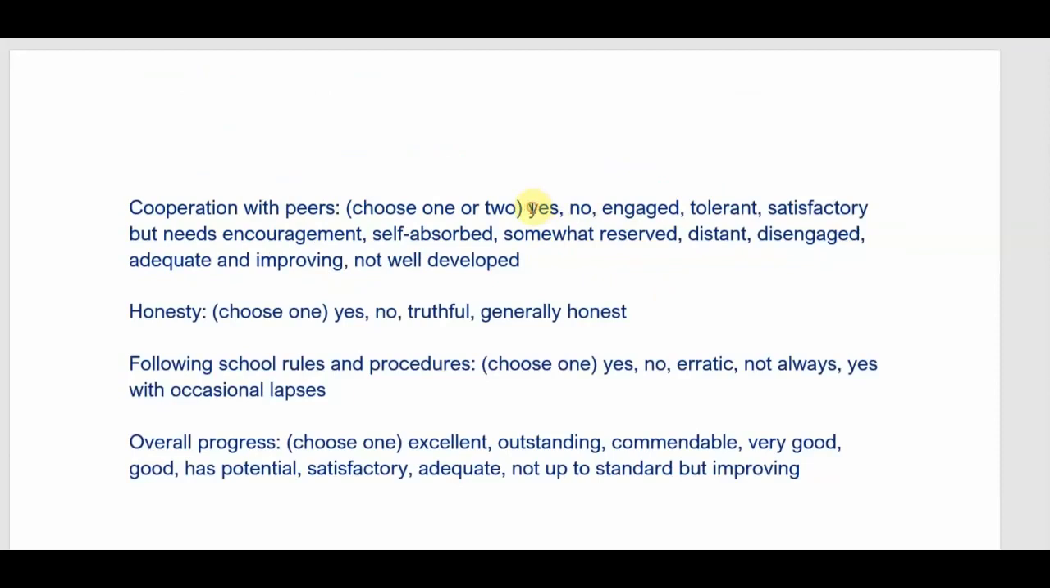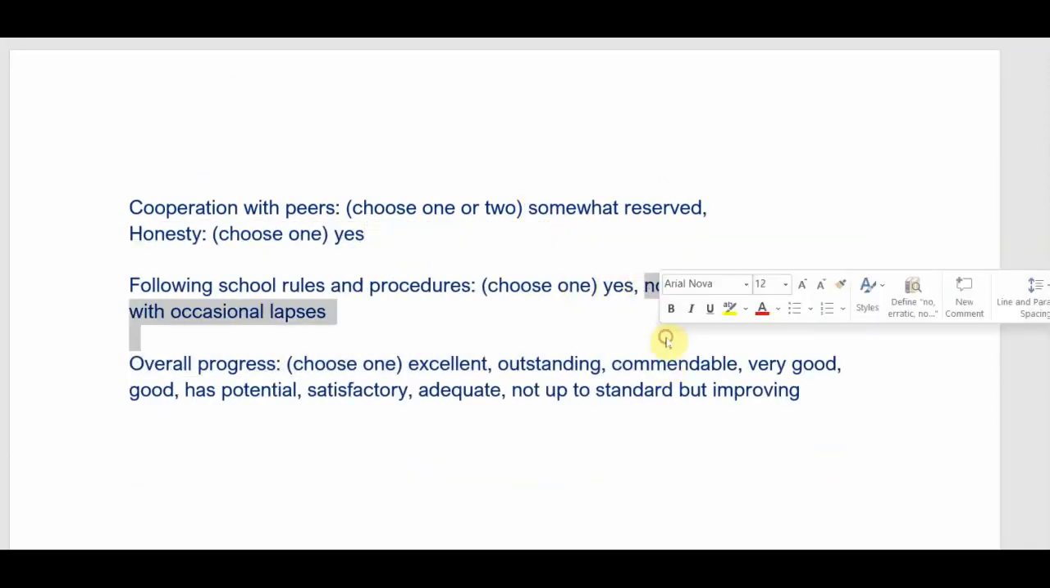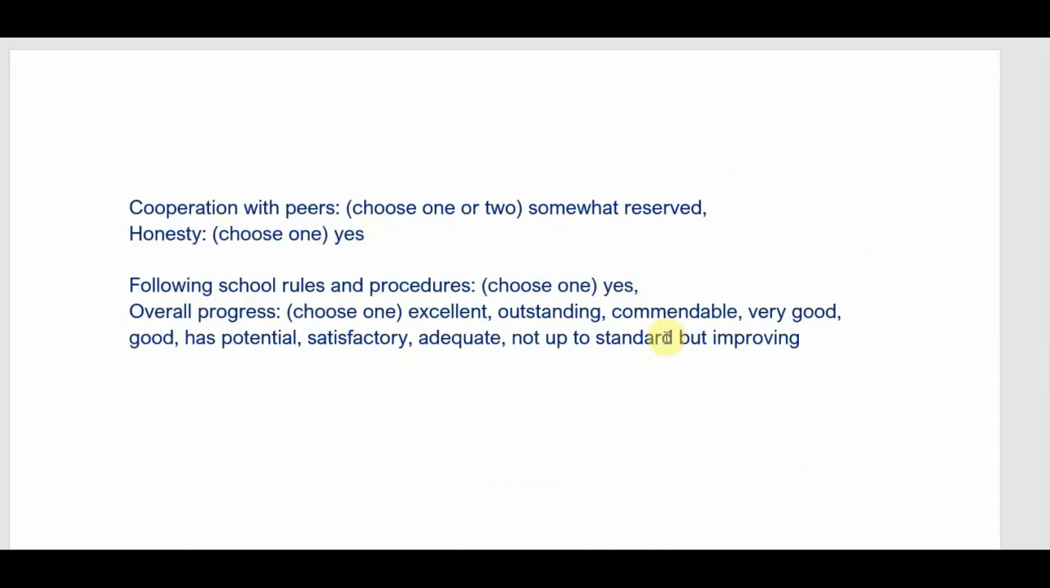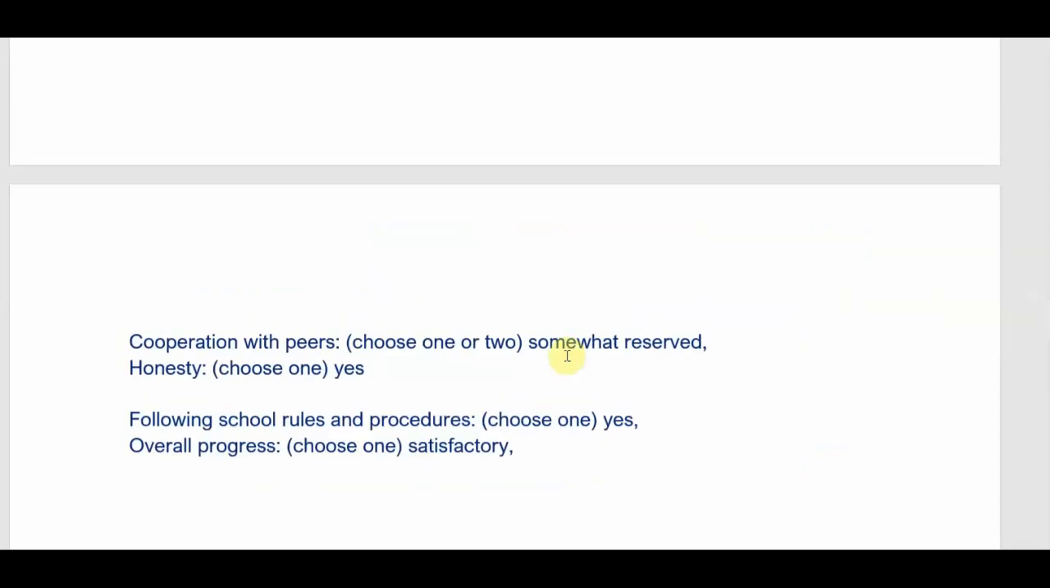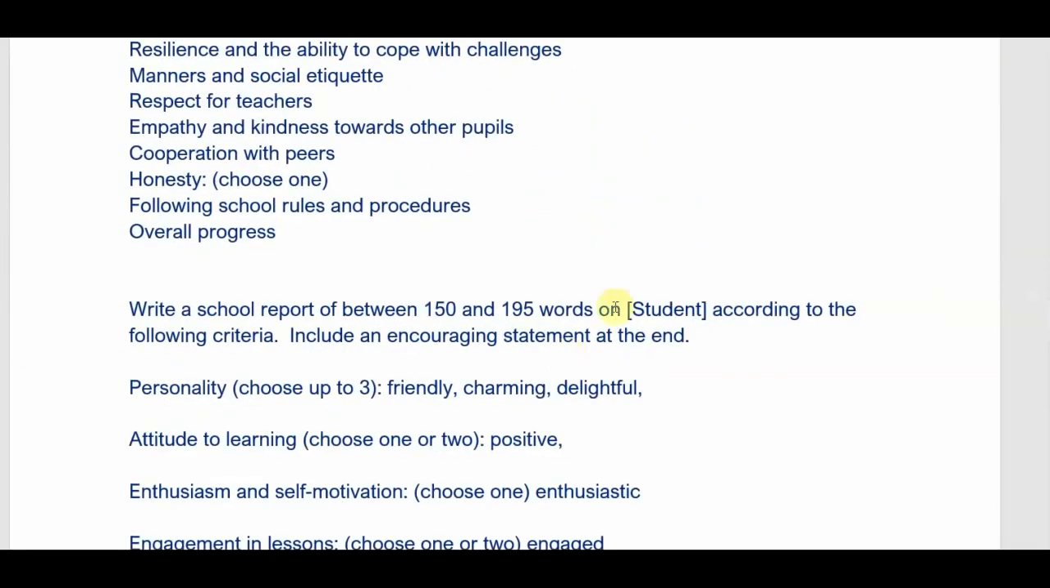Right, let's fast forward this. Again, notice I just put yes. Cooperation with peers, I put yes. Following school rules and procedures, I put yes. Now all I do is I copy the whole thing. Now I forgot to put the student's name in, so let me just do that. Let's call the student Bob.